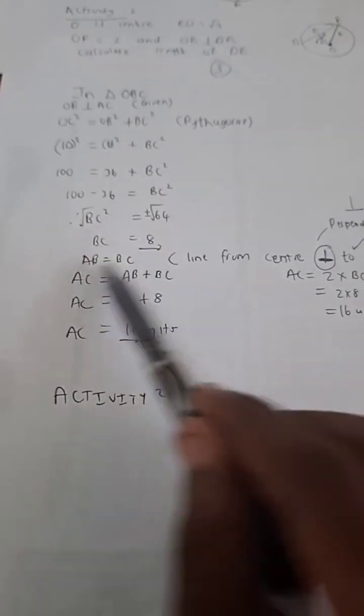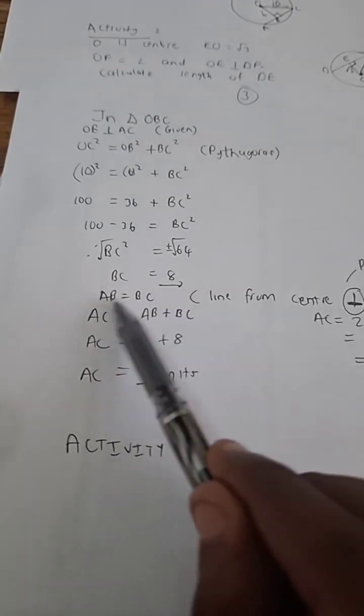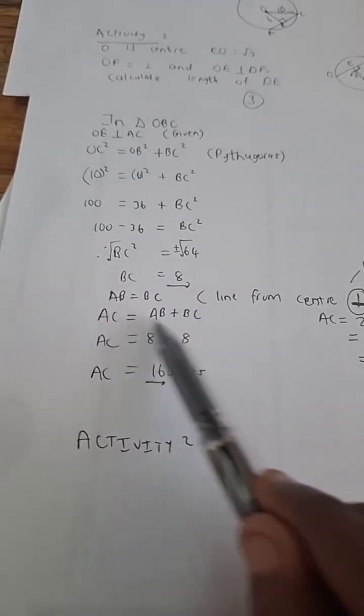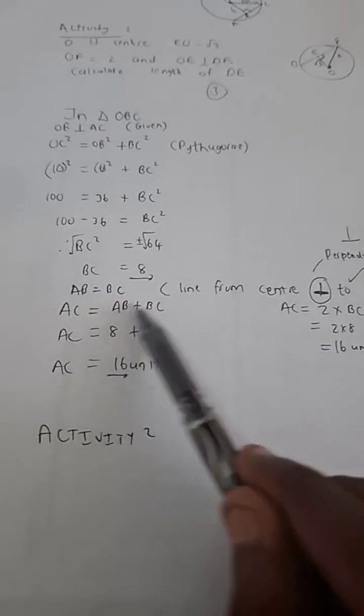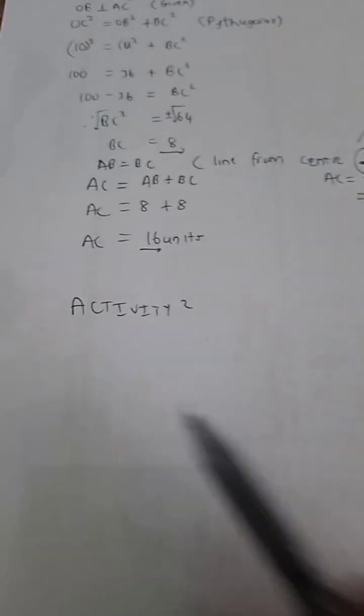You get the answer. Then you want to get the length of AC. Obviously, AB is equal to BC, and AC is the two lengths added together, or you can say it's 2 times the length of BC. That's also fine. Okay, works out very nicely.